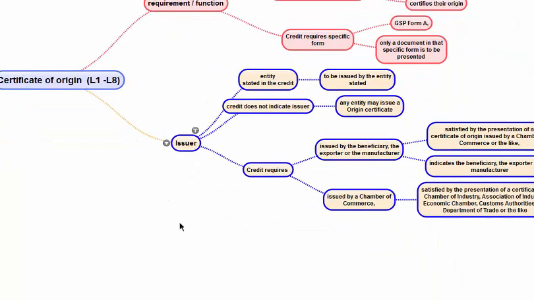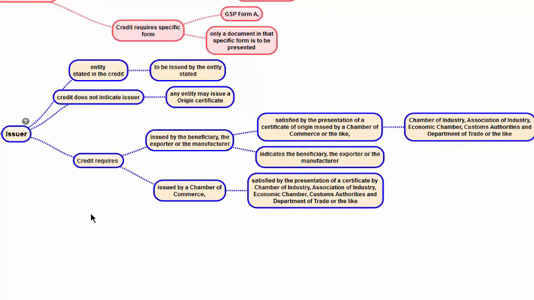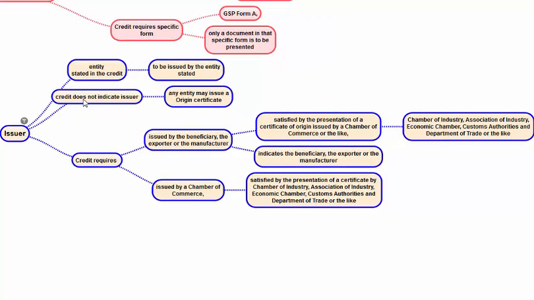Who should be the issuer of the document? If the credit does not indicate an issuer, any entity may issue the origin certificate. If the credit specifies an entity, then it should be issued by the specific entity. If the credit requires that it be issued by the beneficiary, if the credit says certificate of origin has to be issued by the beneficiary or the exporter or manufacturer, who ultimately is the person who makes the goods for shipment, then it will be satisfied by presentation of a certificate of origin issued by Chamber of Commerce, etc.